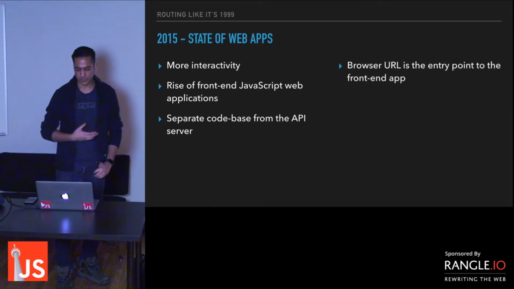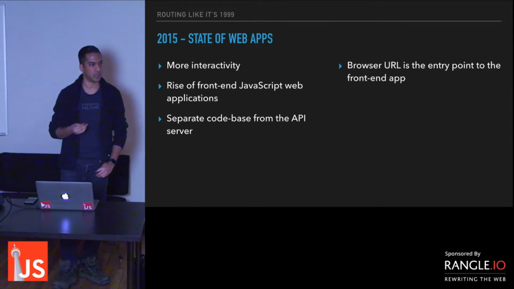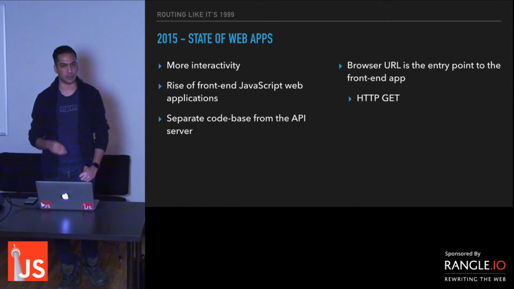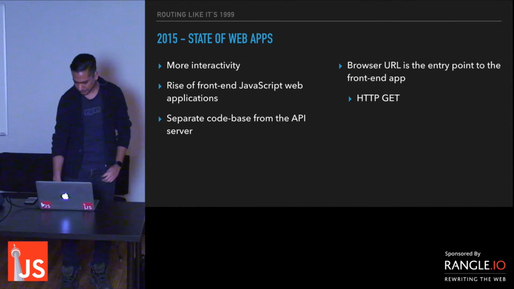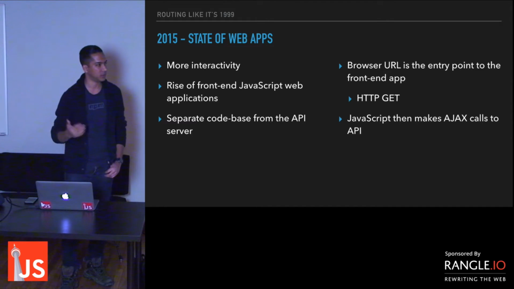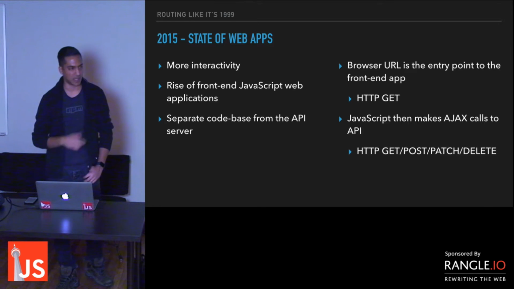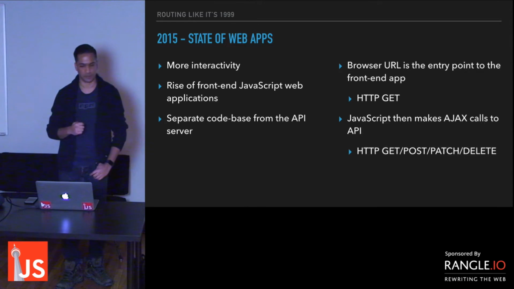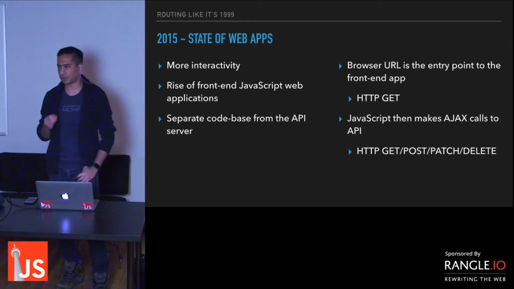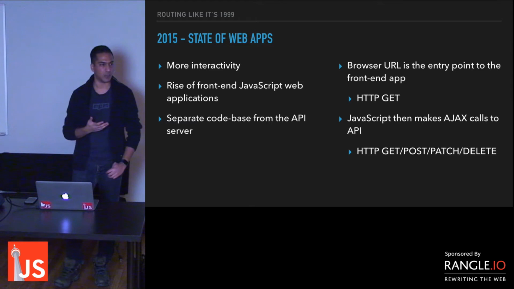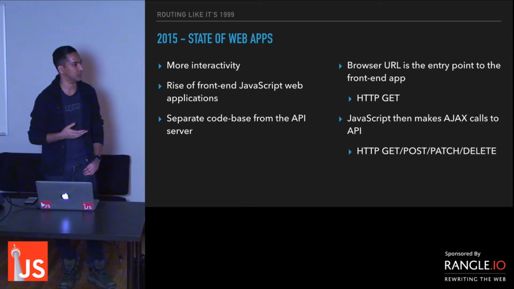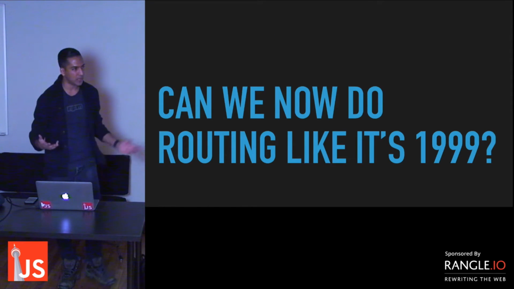We're noticing that the browser URL is now the entry point to our front-end application, and the browser URL is all using HTTP GETs. When you type a URL into your browser and hit enter, that's issuing an HTTP GET request to that URL. Then once your JavaScript application is loaded, it's responsible for making AJAX requests to your server, so it's responsible for the get, post, put, patch, delete, all those different HTTP verbs. So since your front-end JavaScript application is only concerned with HTTP GET, very much like how our applications in the 90s were only concerned with HTTP GETs, can we now do routing like it's 1999?